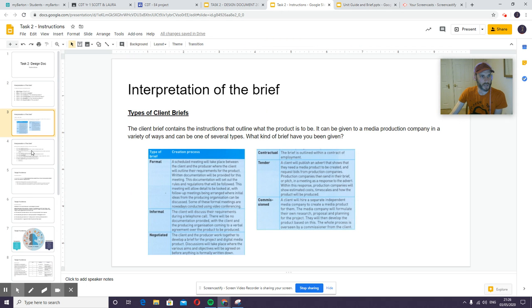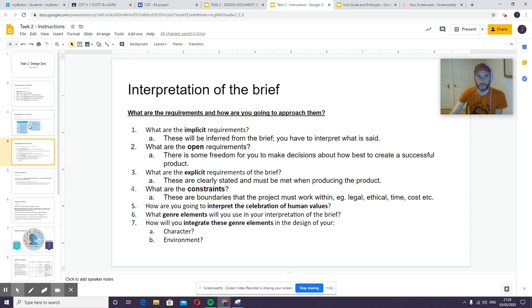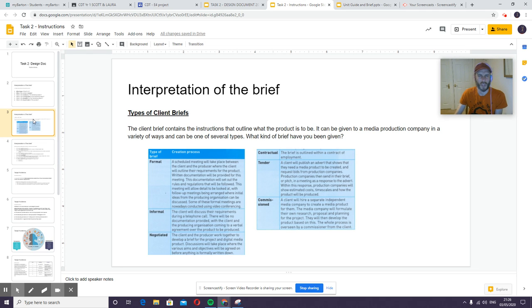The next part being some of the interpretation of the brief. First of all, I just wanted to clarify types of briefs. This is something we nearly got to in Unit 2. I don't think we covered it, but otherwise there are sort of 4 or 5 different types of brief. First of all, the client brief is just an instruction for a designer that outlines what the product is going to be and what various requirements there are. So it can be given to the media company in various different ways, and it can be formatted, or the situation can be one of several different types.